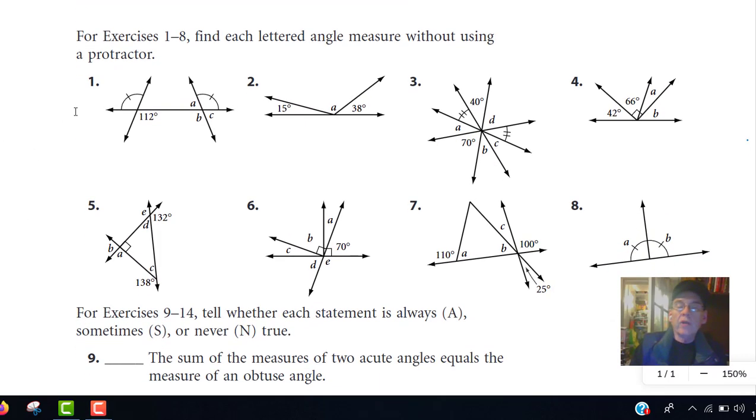Without using a protractor, we want to find these angle measures. So if we look at what we have going on, we have vertical angles and linear pairs. And these three angles would be 180 and so on. So let's see what we have. So this is going to be 112 degrees.